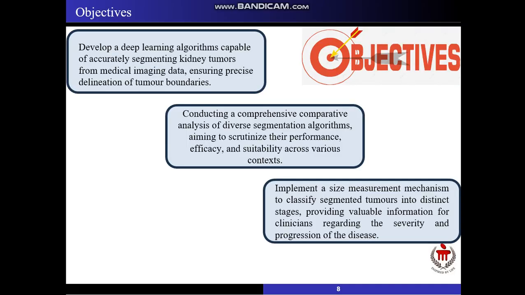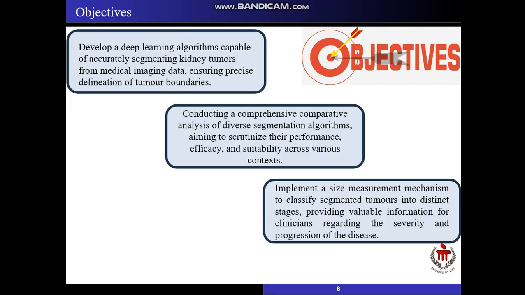Basically, to summarize, we have to develop a deep learning algorithm capable of accurately segmenting the kidney tumors from medical imaging data, ensuring precise delineation of tumor boundaries, conducting a comprehensive comparative analysis with state-of-the-art techniques, and finally implementing a size measurement mechanism to classify the segmented tumors into distinct stages. So these are the objectives that were set up during the presentation, and this is the overall methodology.